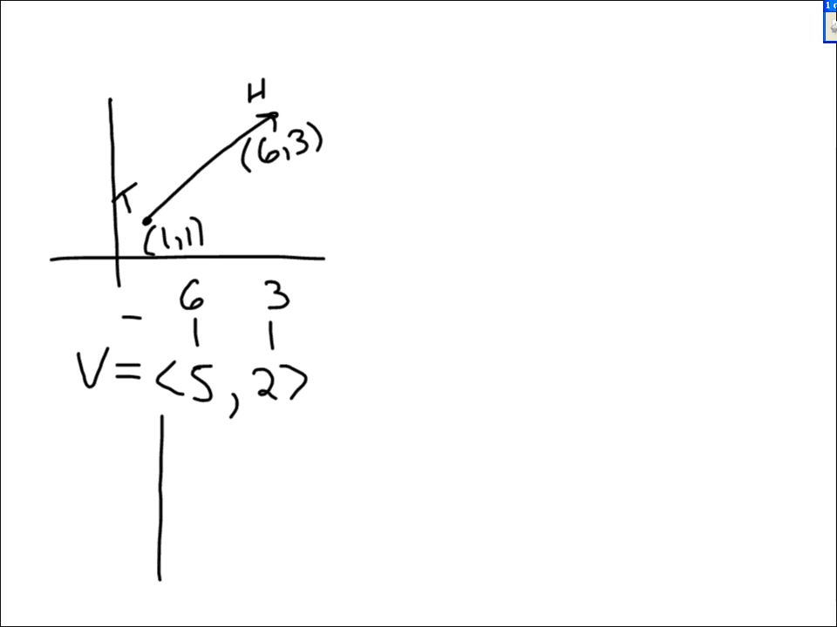If we were to graph this, when a vector is in component form, the tail is always at (0, 0). That's the origin. x is 5, y is 2. There is your vector.